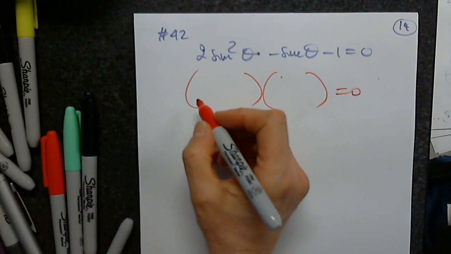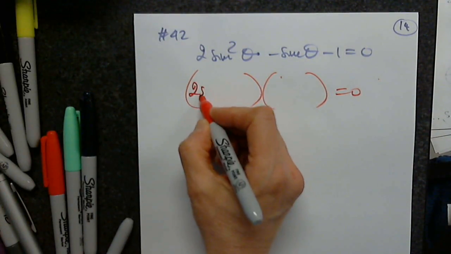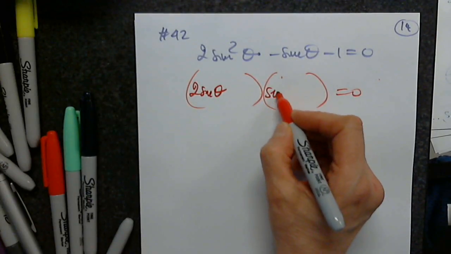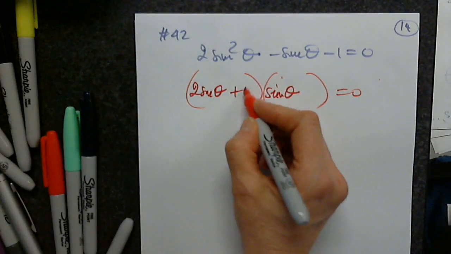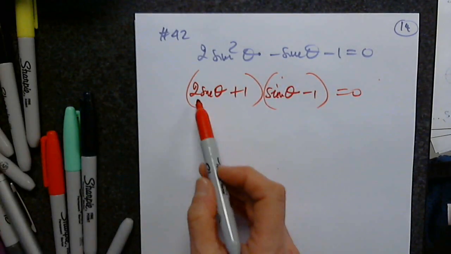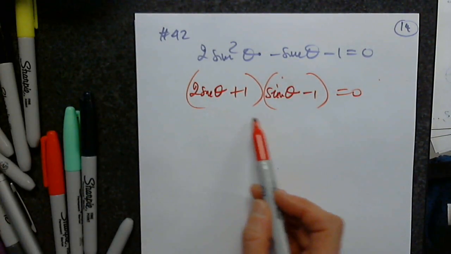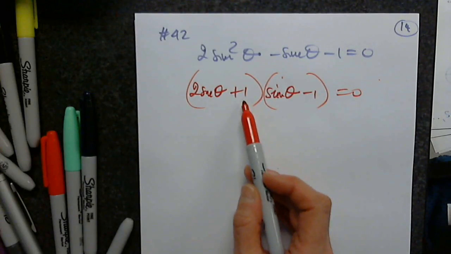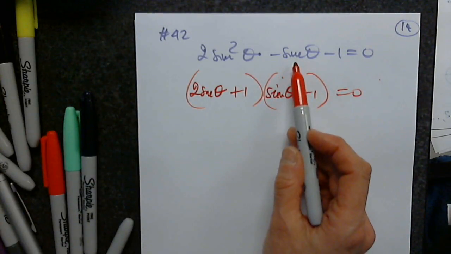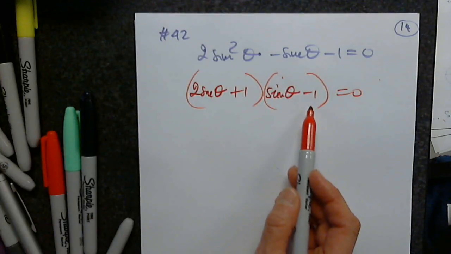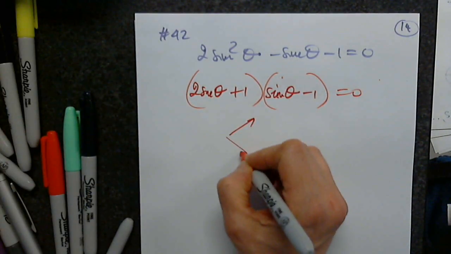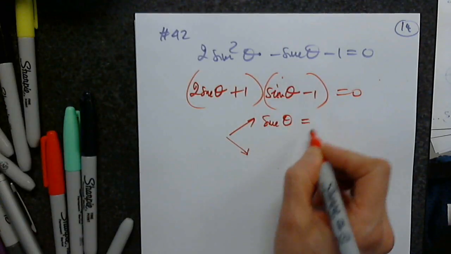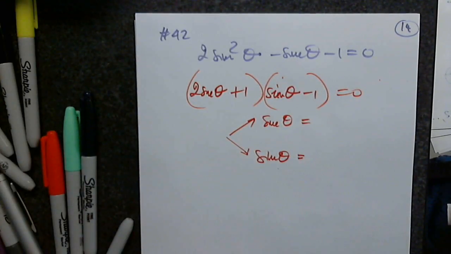Okay, ready? Sine, plus 1, minus 1. Let's check. 2 sine squared, correct. Negative 2 sine theta plus sine theta, negative sine theta, correct. And positive 1 times negative 1, negative 1. Awesome. So there are 2 options for sine theta. That's all I needed. Awesome. Well done.